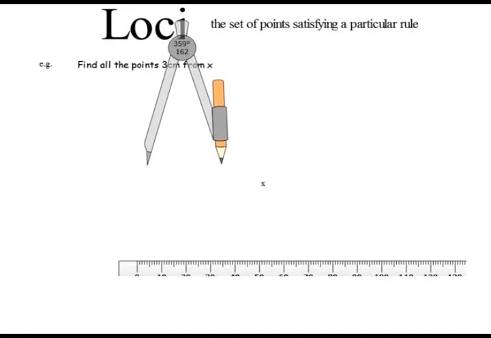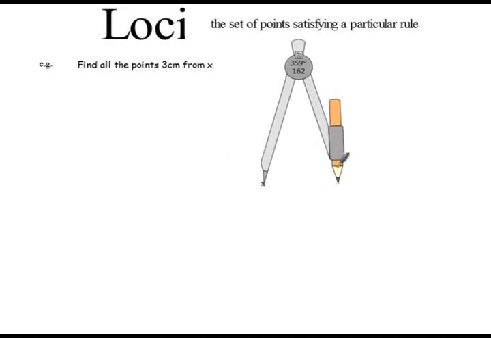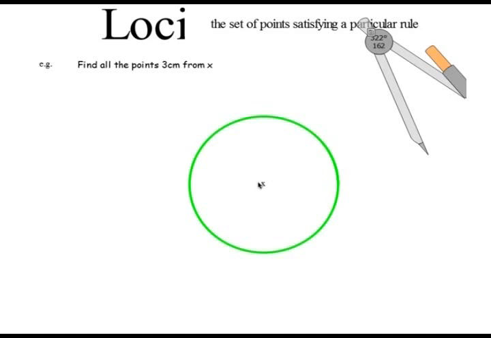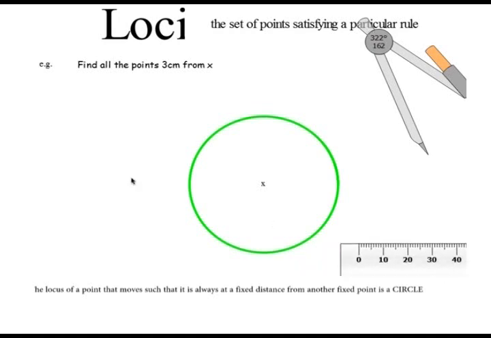Put that away, and then we draw a circle, and any point on that circle is 3 centimeters from X, and it is the locus we are looking for. And so the locus of a point that moves in such a way that it is always at a fixed distance from another fixed point is a circle.